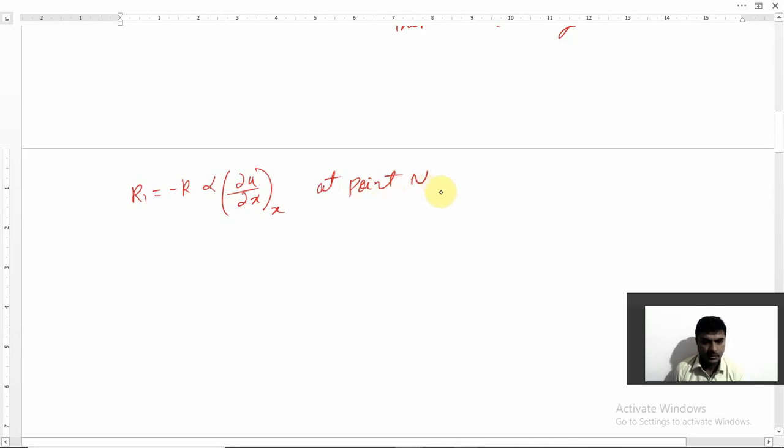So this means that R1 is directly proportional to some constant I have taken. Negative sign because the temperature is in the opposite direction, therefore I have taken negative. Constant into, it is directly proportional to the cross section area, and into the change in the temperature.